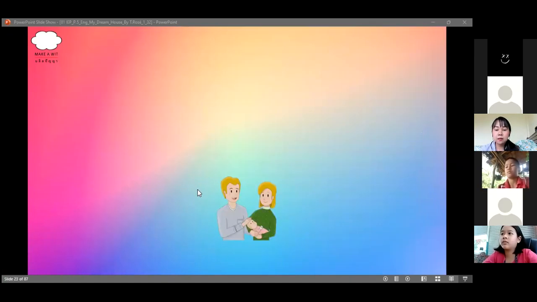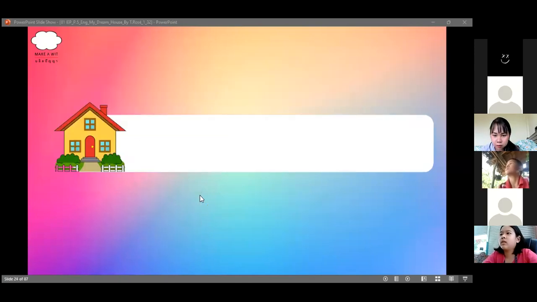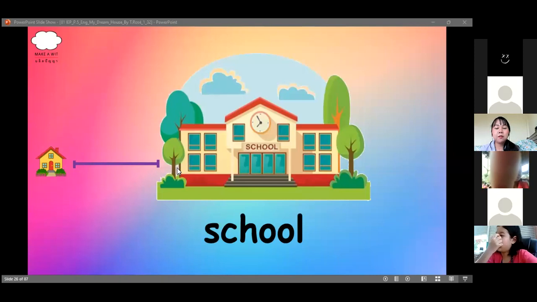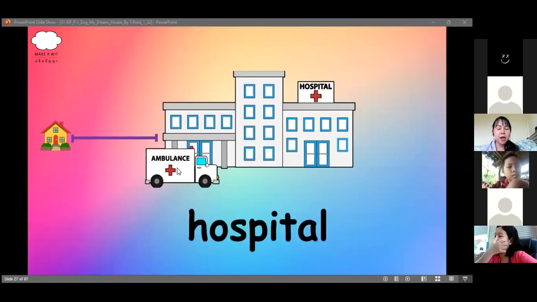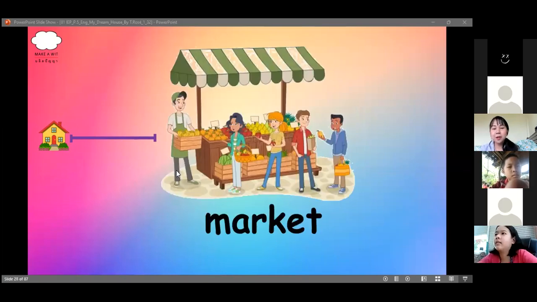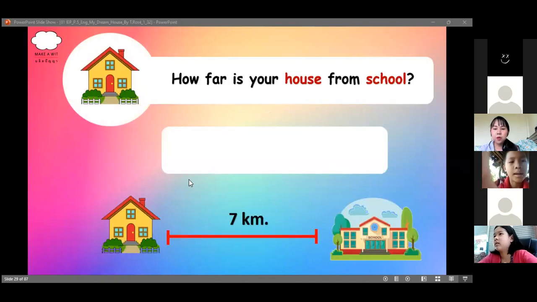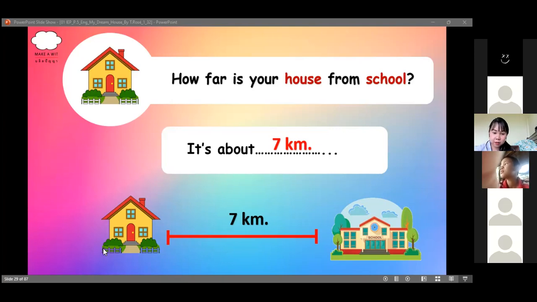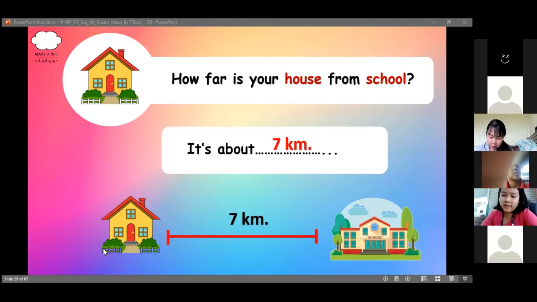Next question is, how far is your house from dot dot dot? How far is your house from school? How far is your house from hospital? How far is your house from the market? How far is your house from school? It is about 7 kilometers. Very good. It's about 7 kilometers.